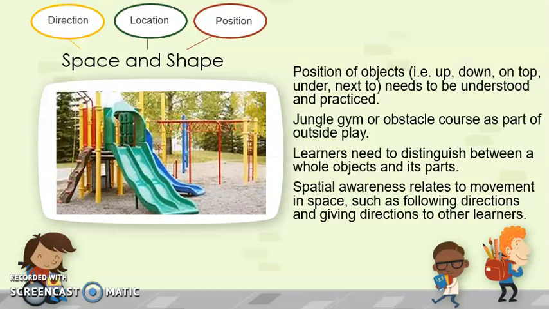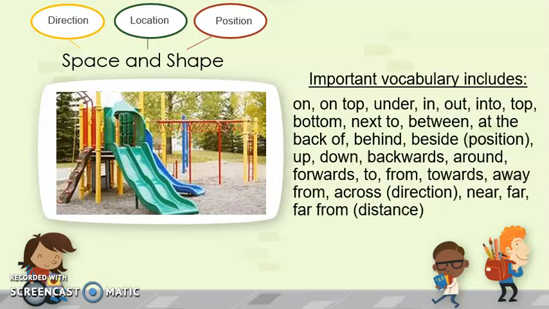Learners will be guided by prompts such as walk past the tree, around the chair, and jump into the circle or the hoop. Learners need to distinguish between a whole object and its parts. Draw the outline of the learner who is lying down. The learner must then complete the different body parts. Spatial awareness also relates to movement in space, such as following direction. An example could be that learners must describe how to find something in the classroom by giving directions to another learner.